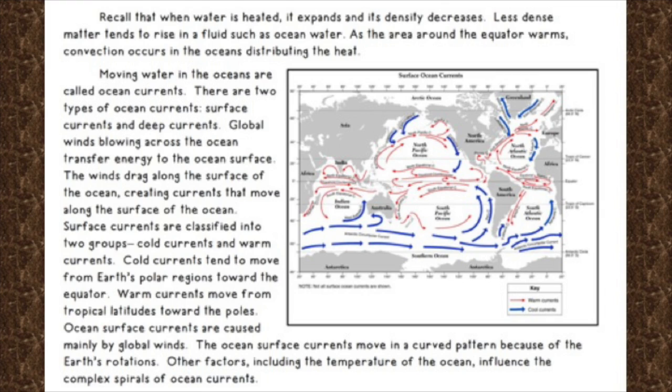Surface currents are classified into two groups, cold currents and warm currents. Cold currents tend to move from Earth's polar regions toward the equator. Warm currents move from the tropical latitudes toward the poles. Ocean surface currents are caused mainly by global winds. The ocean surface currents move in a curved pattern because of the Earth's rotation. Other factors, including the temperature of the ocean, influence the complex spirals of ocean currents.